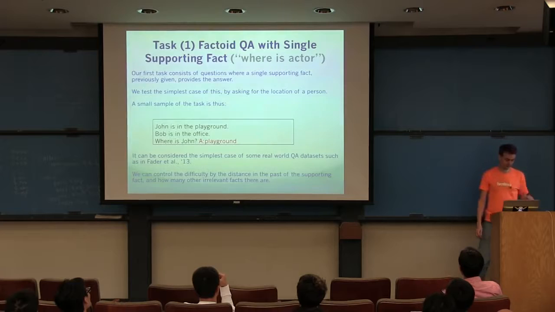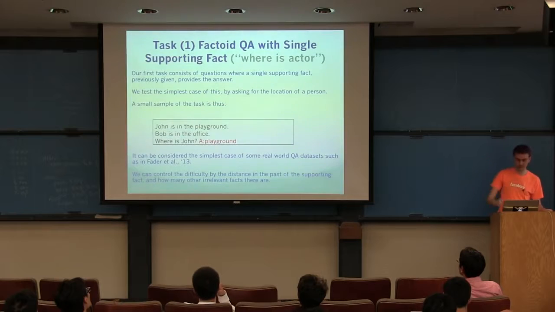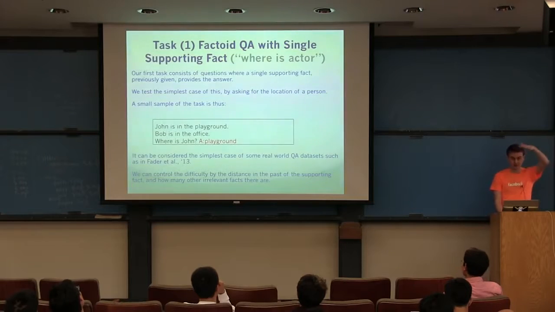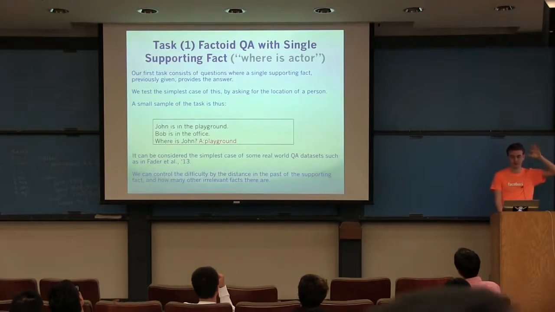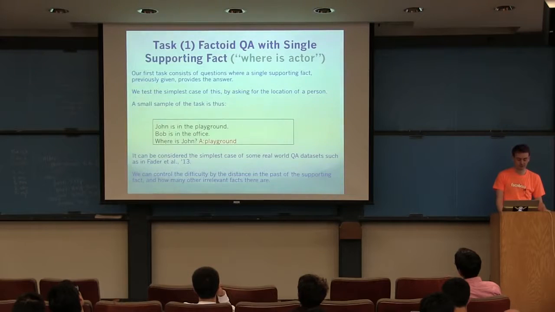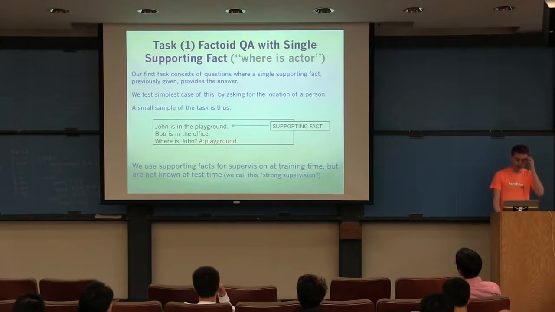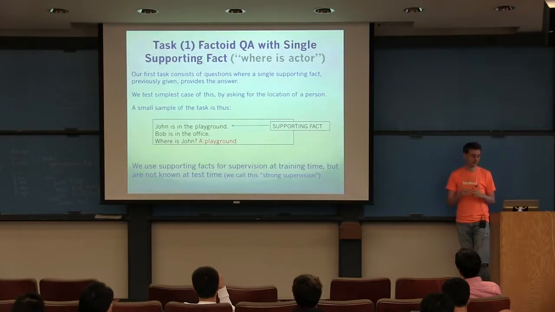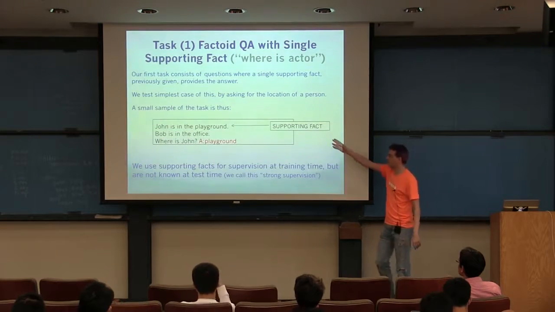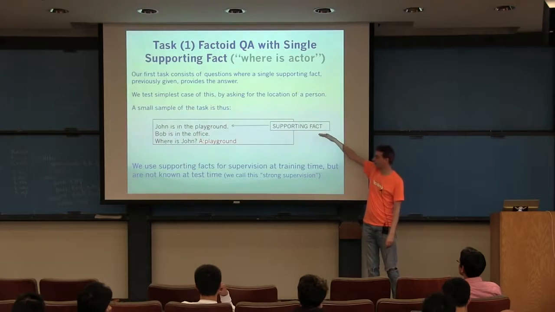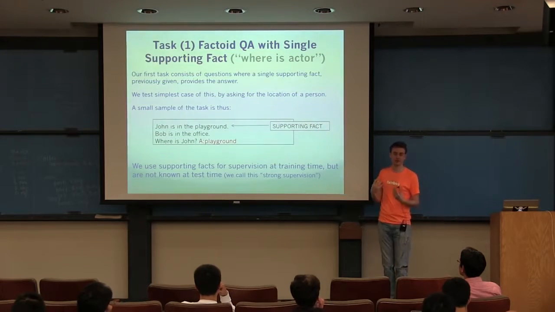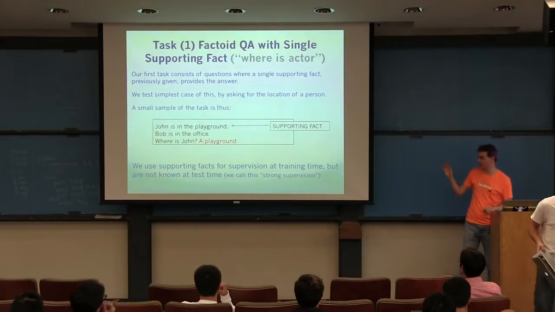So our first task, we just call it the where-is-actor task. It's just like how I showed you on the slide before. You would get a story, which is a sequence of these commands translated into something that looks more like natural language, followed by a question like "where is John", and then you're given the answer, which is the playground in this case. And in the training set for a learning algorithm you're given what we call supporting facts, which are the pieces of the story that are relevant to answering that question. So in this case, there's only one supporting fact.